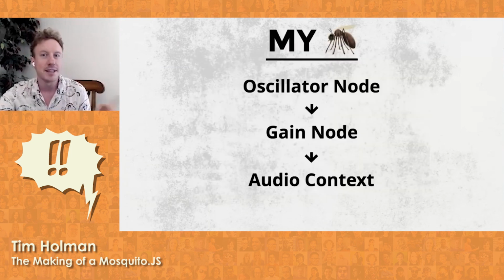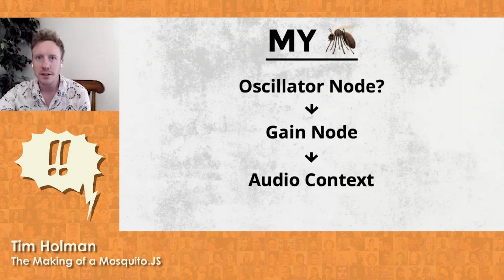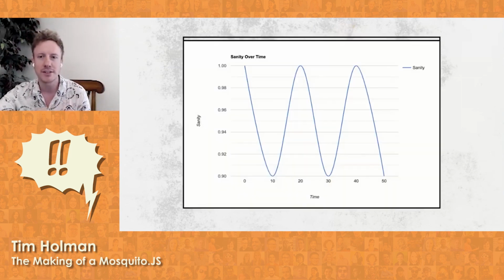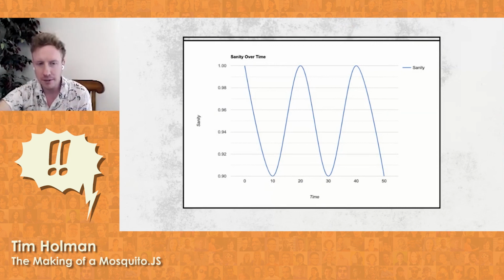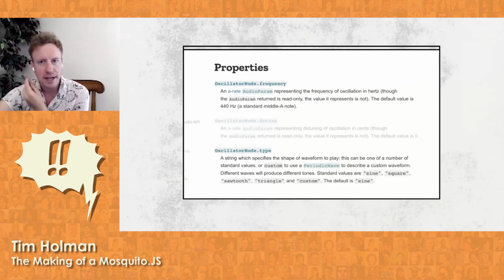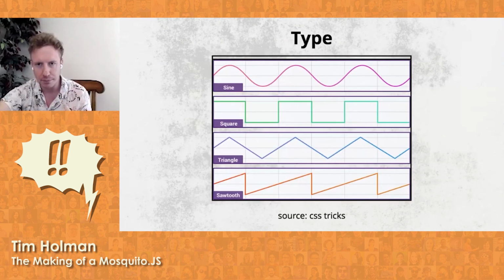So if we looked at my Mosquito now, it would be an oscillator node, a gain node, and an audio context. We know what the gain node is, but what does this oscillator node do? Well, it turns out that the oscillator node is responsible for emitting a sound wave, much like this sine wave that you see here. And it has a few properties on it. It has a frequency, which is the frequency of the wave, and it has a type. There's a bunch of different types of waves that it can emit.